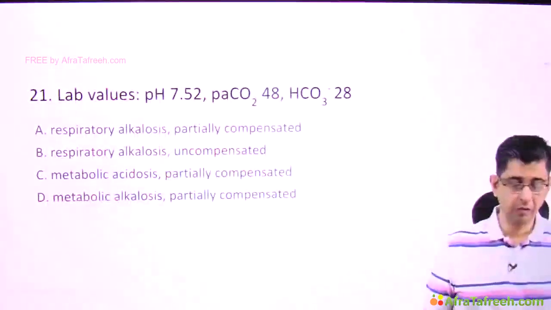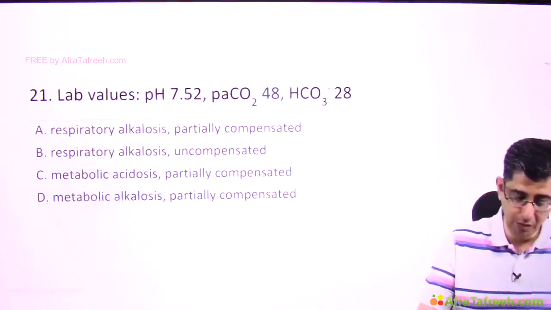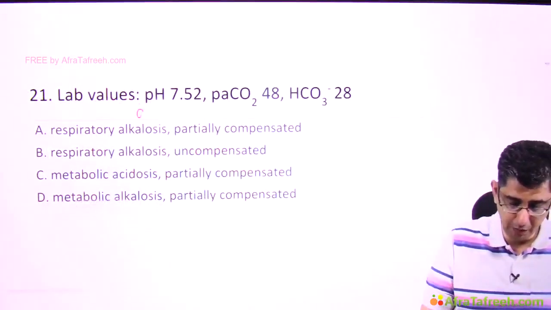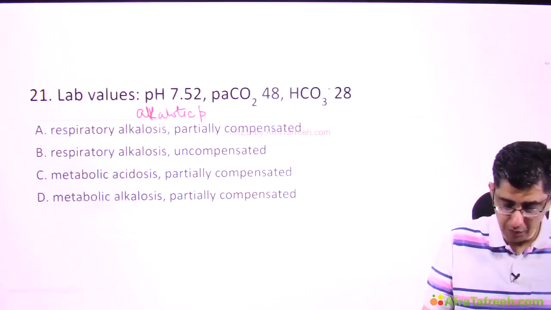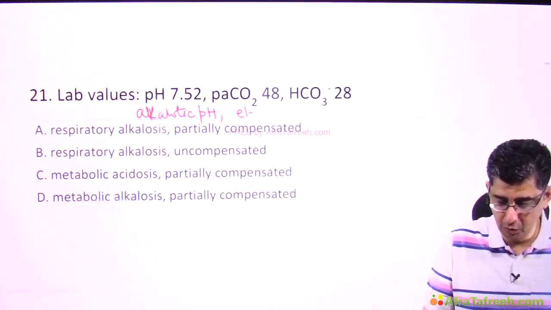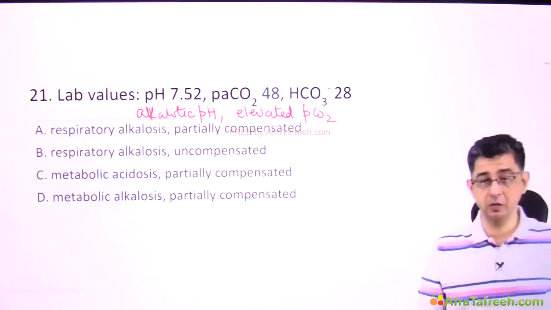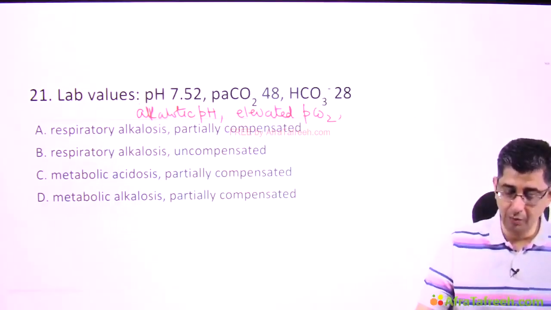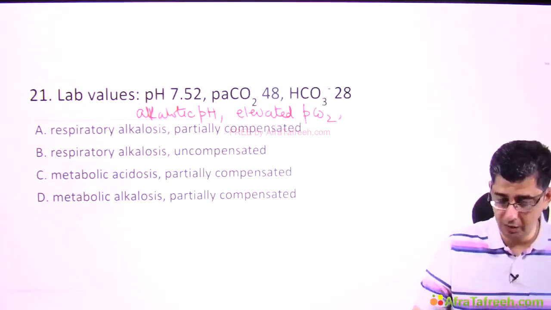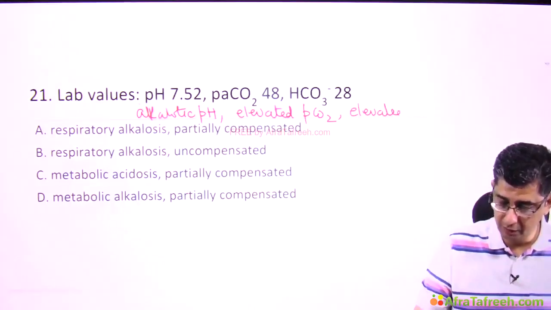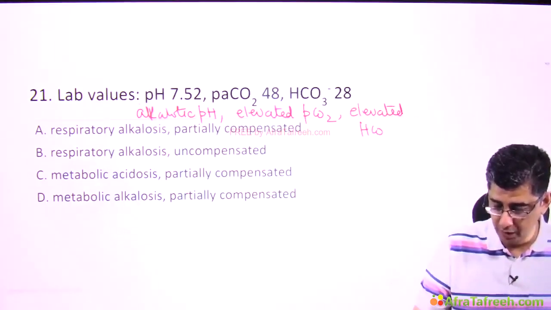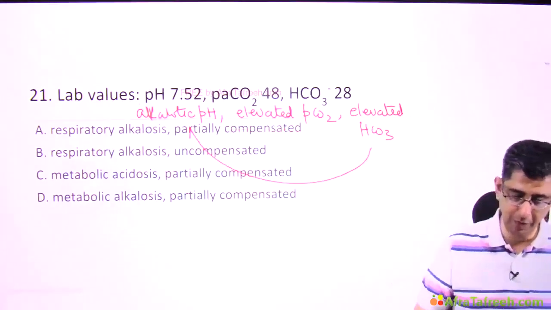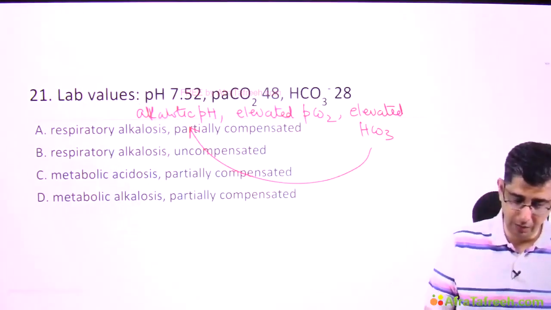Okay guys, in this particular question, that is question number 21, you can see the fact that the pH of the patient is slightly on the higher side. So this is an alkalotic pH. The PCO2 of the patient is elevated. So elevated PCO2 cannot explain the alkalotic pH of this fellow, because elevated PCO2, as we have discussed, causes respiratory acidosis. The bicarbonate of this patient is slightly elevated, so it is the elevated bicarbonate that is explaining the primary problem of this patient, that the patient is having a metabolic alkalosis.